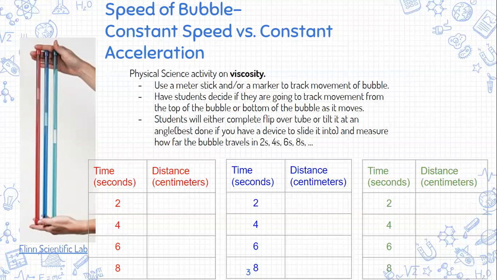Students will either completely flip over the tube or just tilt it at a particular angle, which is best done if you have a device to slide it into to keep it at that angle. Then they're just going to measure how far the bubble travels in 2 seconds, 4 seconds, 6 seconds, and 8 seconds, and record that information in the data table, one for the blue tube, one for the red tube, one for the green tube.